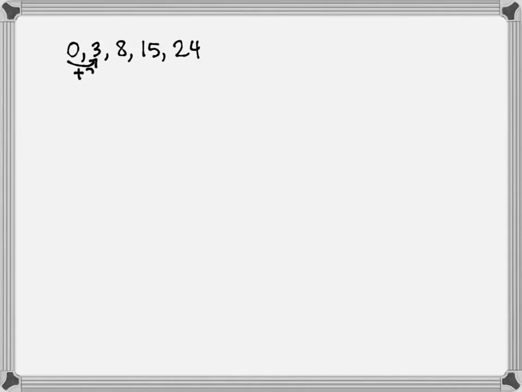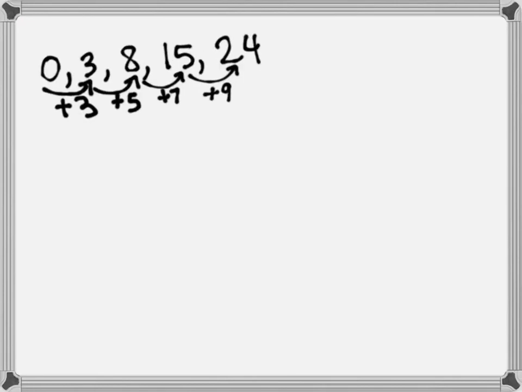For example, this one would be adding 3. But to get to 8, I would have to add 5. What would I have to add to 8 to get 15? And 15 to get 24? 9. Look at those numbers themselves that I'm adding each time. Do you see a pattern in those?